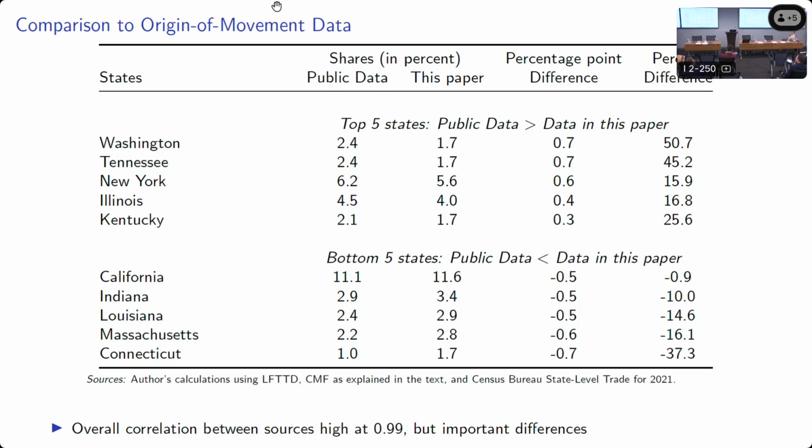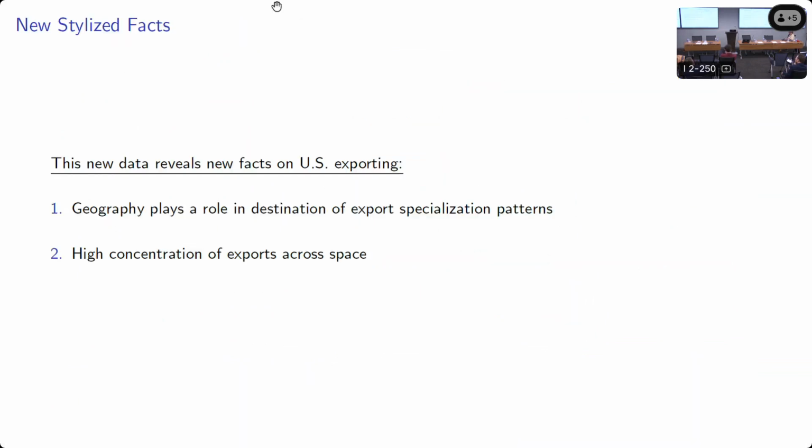So there are differences once you aggregate up to states. And you do see that there are some states like Indiana where the publicly available data is lower than our data. We have more exports coming from Indiana than you get in publicly available data. You'd expect that because it doesn't have ports. Okay, so let me show you a couple of facts.